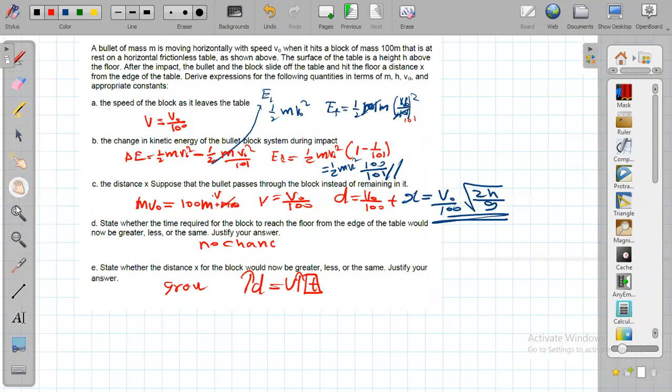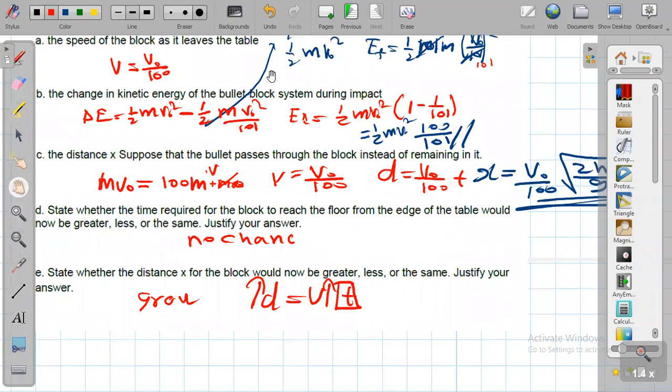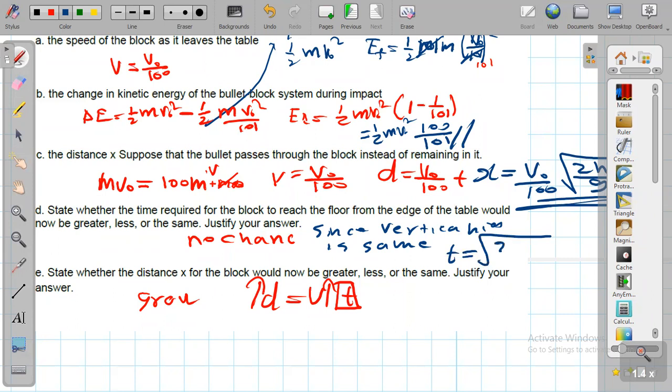I justify your answer. No change. Why? Because the vertical height didn't change. Since vertical height is same. Time is determined by what? This is the equation, square root of 2h over g. So here the vertical height is a constant, g is a constant, 2 is a constant. So no change. Right?